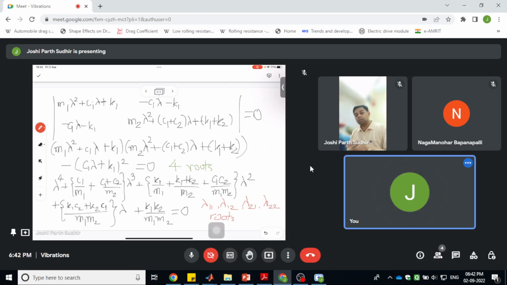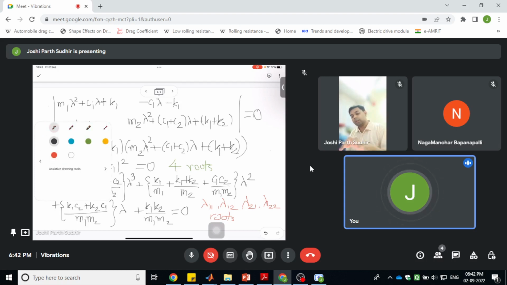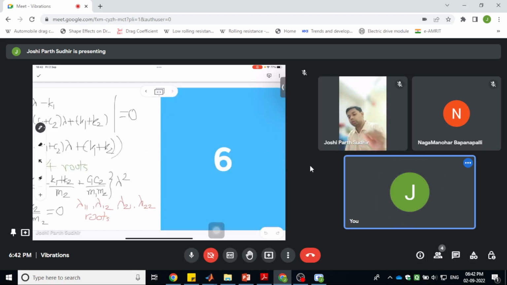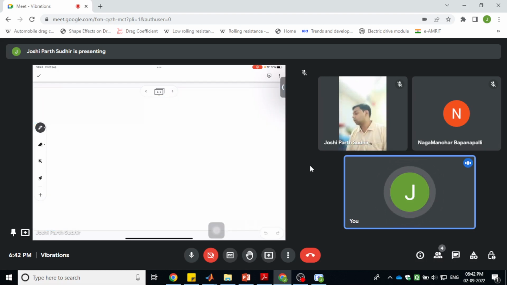So these are the 4 roots. We will get these 4 roots after solving this equation, and we also need to find out the corresponding vector v for each root, since the solution is of the form v e to the power lambda t. So we will have the total homogeneous solution z.